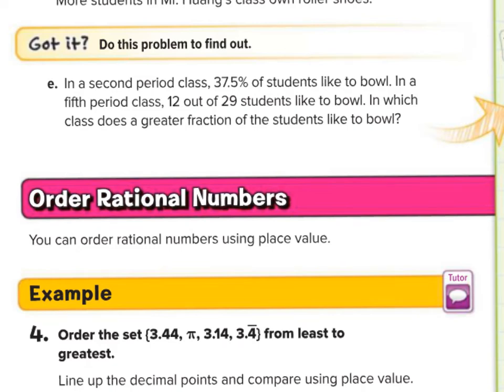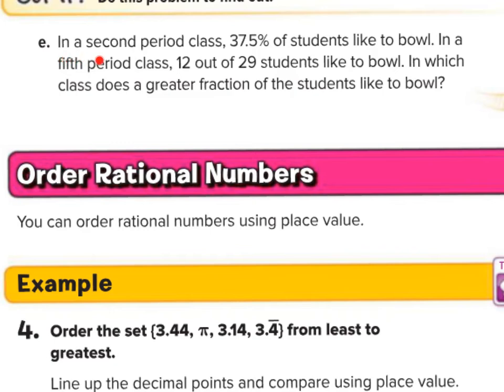Pause now. Okay, I hope you paused the video. In a second period class, 37.5%. If you know how to count by 12.5 or by 1/8, you know that this is 3/8, right? Because 1/8 is 12.5, 2/8 is 25, 3/8 is 37.5. You're essentially counting by 12.5 each. So this is 3/8. So 37.5% of the students like to bowl. In a fifth period class, 12 out of 29 students like to bowl. In which class does a greater fraction of the students like to bowl?